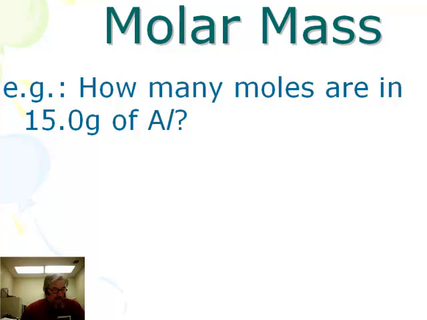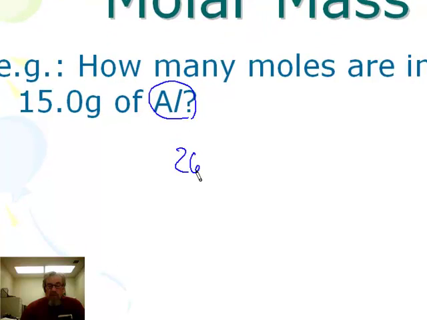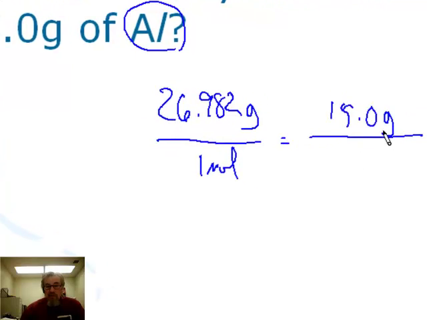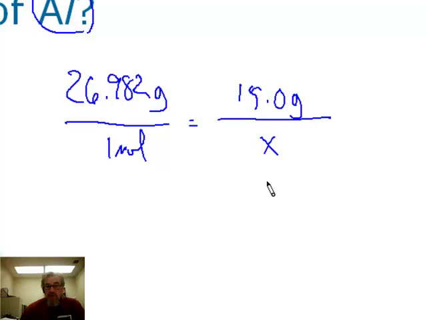I could do this the other way. If I knew grams and I needed to find moles, I could set that up too. Here's how it works. If I look up the atomic mass of aluminum, I would find its molar mass at the same time. Aluminum, 26.982, the periodic table says, grams per 1 mole. So, if I had 15.0 grams of aluminum, how many moles would I have? That's X. Cross multiply and divide to find X, and I would find the answer to be 0.556 moles of aluminum.